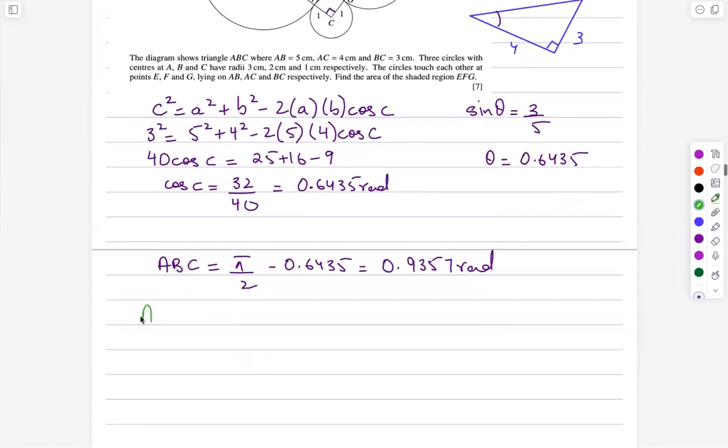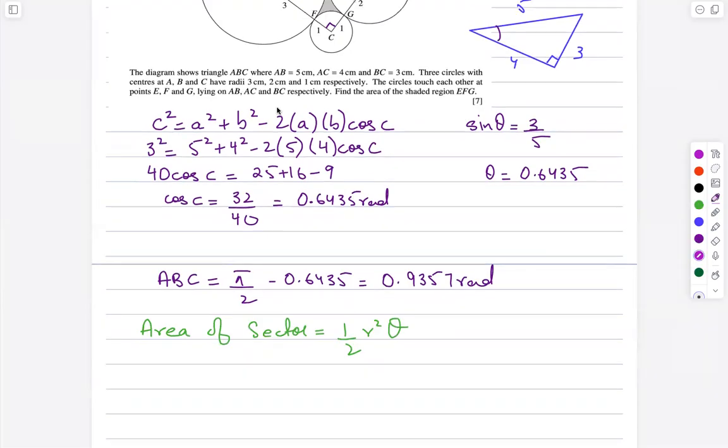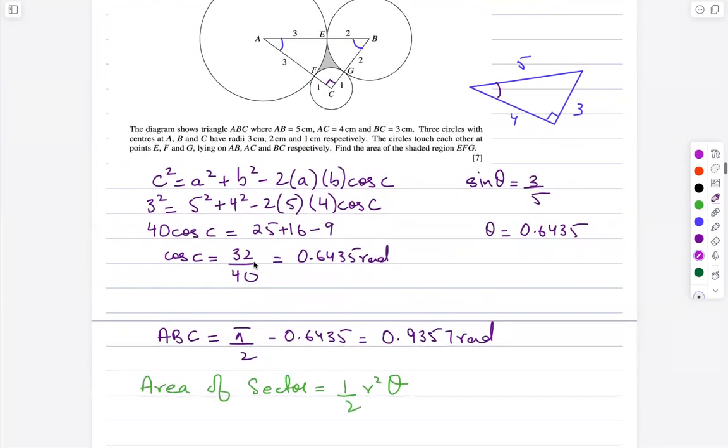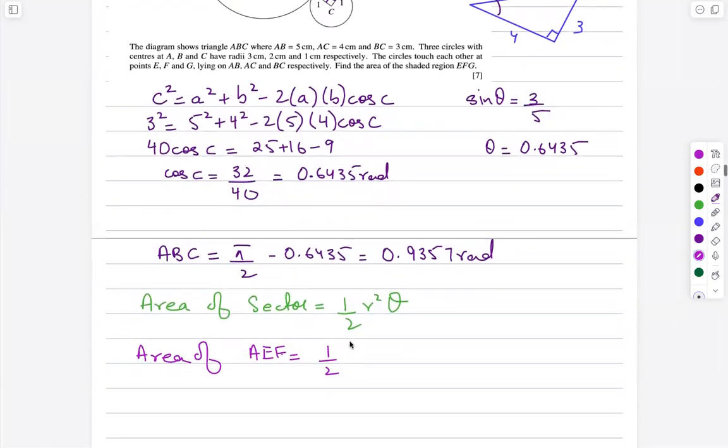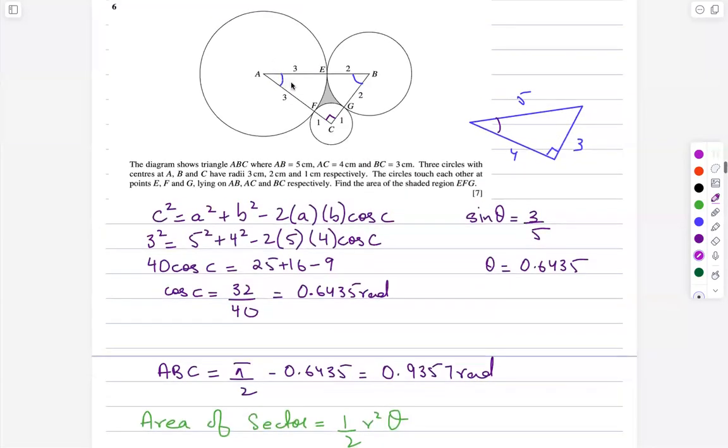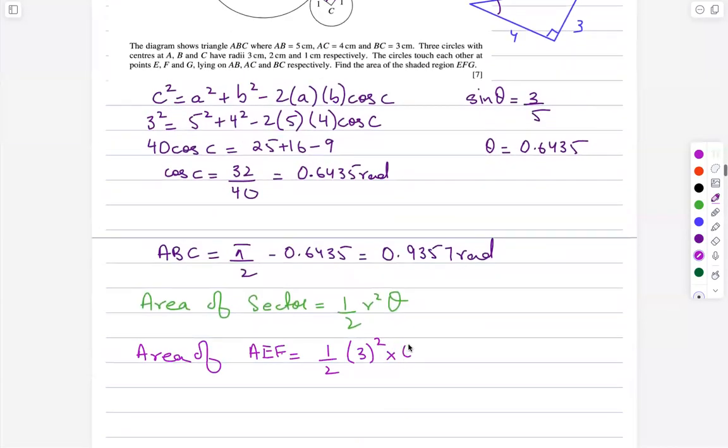Now, once we have the three angles of each of these sectors, we can apply the area of the sector formula, which is area of sector is given by the formula half r squared theta. Now, finding the area of each of these three sectors. So first finding the area of AEF. Area of sector AEF will be equal to half into r squared. In this case, the radius is 3, so this will become 3 squared multiplied by the angle, which was 0.6435.